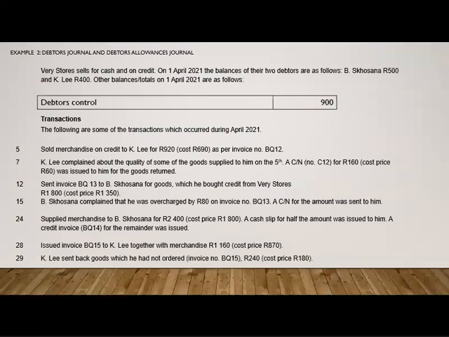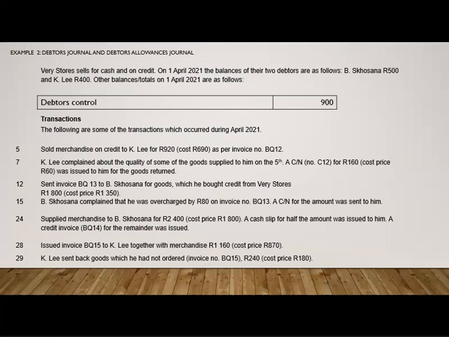On the 15th, it said Biscosana complained that he was overcharged by 80 Rand in invoice number BQ13. On invoice number BQ13, a credit note for the amount was sent to him. So that is an allowance, okay? That 80 Rand is an allowance.